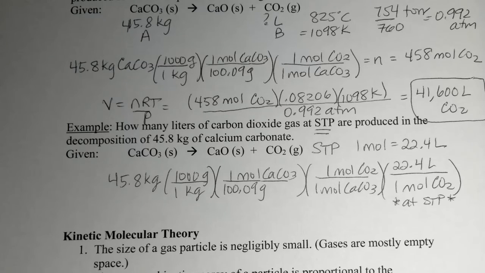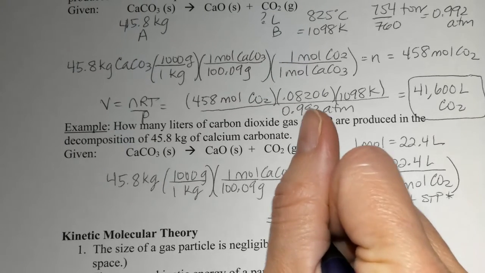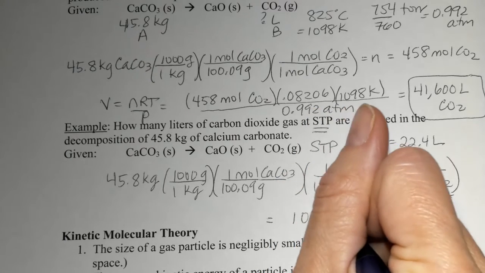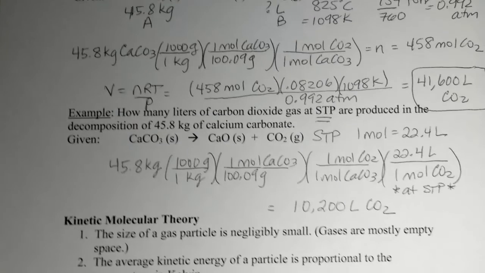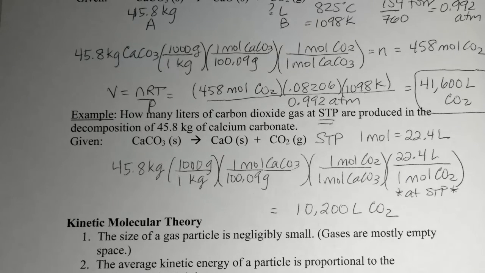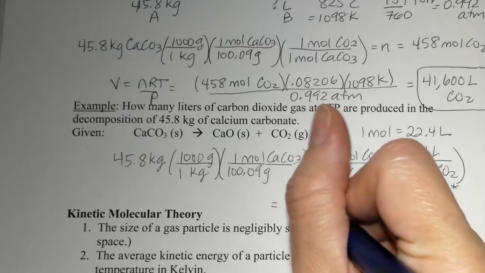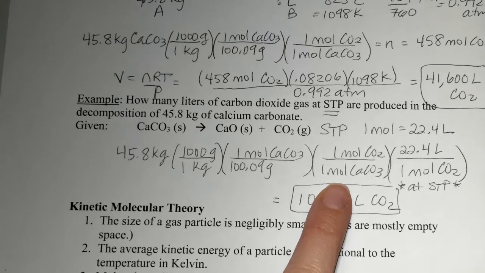So I'll take my 45,800 grams, divide by 100.09, times 22.4, and now in this case I get a volume of 10,200 liters of CO2. All right, and that's because of course the temperature is much lower. We went from 273 Kelvin up to 1098 Kelvin, so that's why the volume is so much larger in the first example. All right, so for stoichiometry, remember you have to go through the mole to mole ratio.